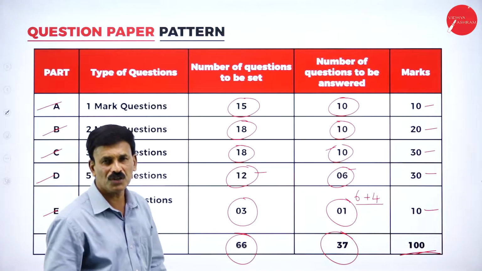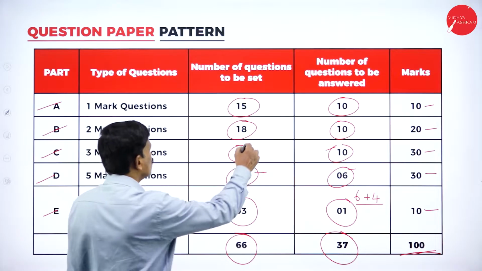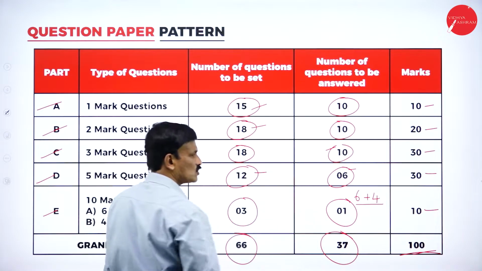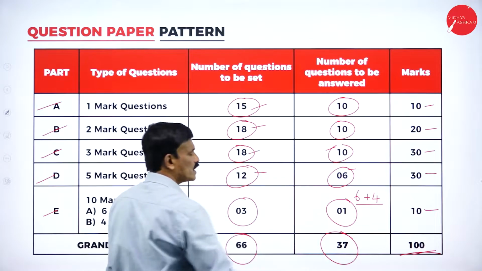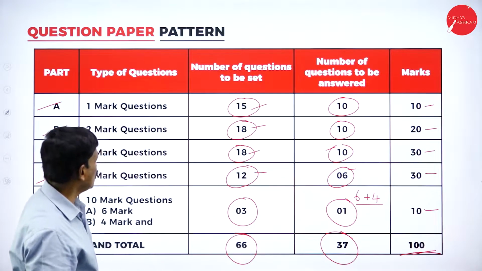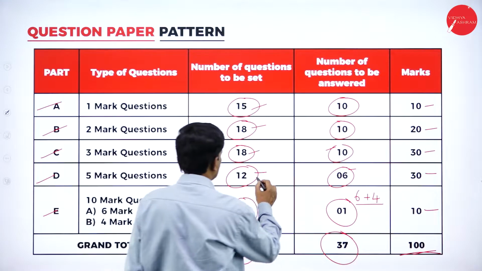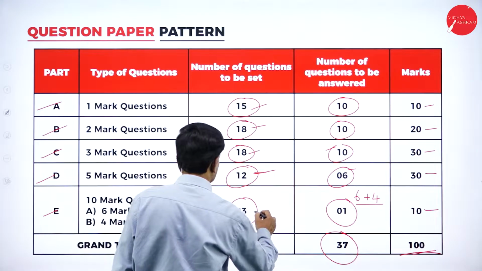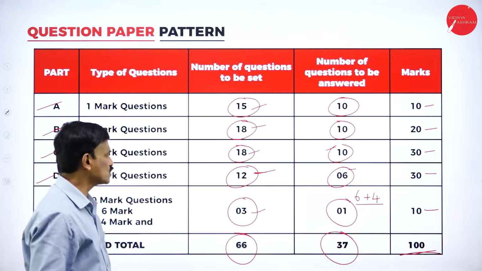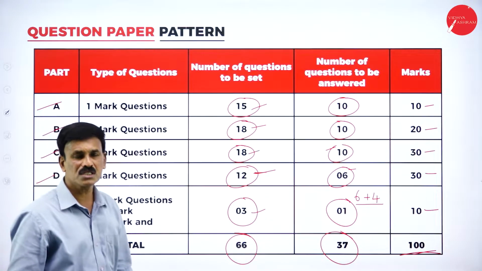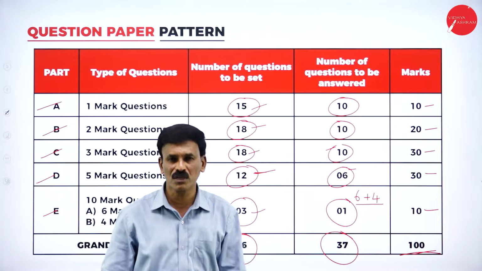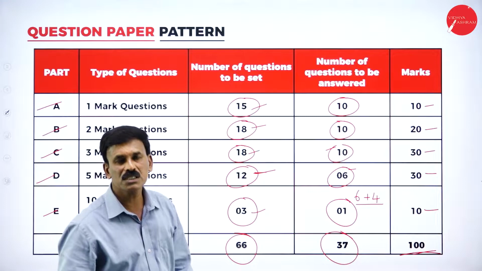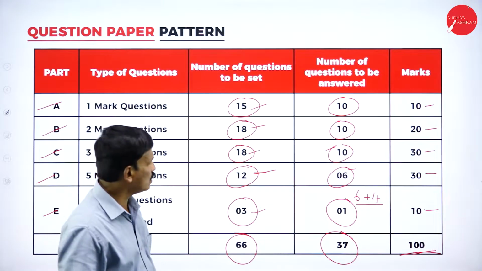So the number of choice questions. In 1 mark you have 5 choice questions. In 2 marks you have 8 choice questions. Whereas in 3 marks you have 8 choice questions. Again in 5 mark questions you have 6 choice questions. Whereas in 10 marks, that is 6 plus 4, you will have 2 choice questions. So with the number of choice questions, you will definitely get good marks. You can concentrate so that you will get 100 out of 100 in this examination.